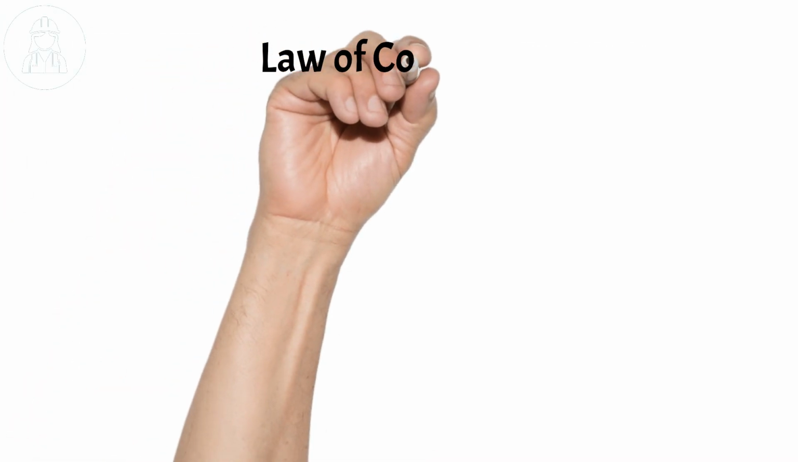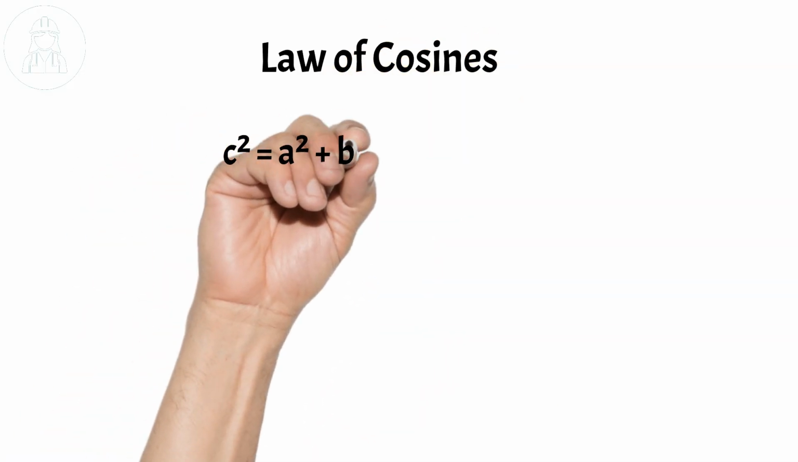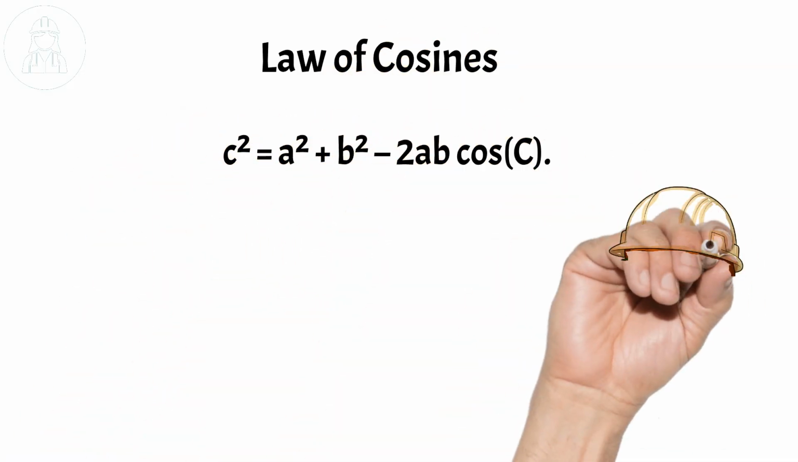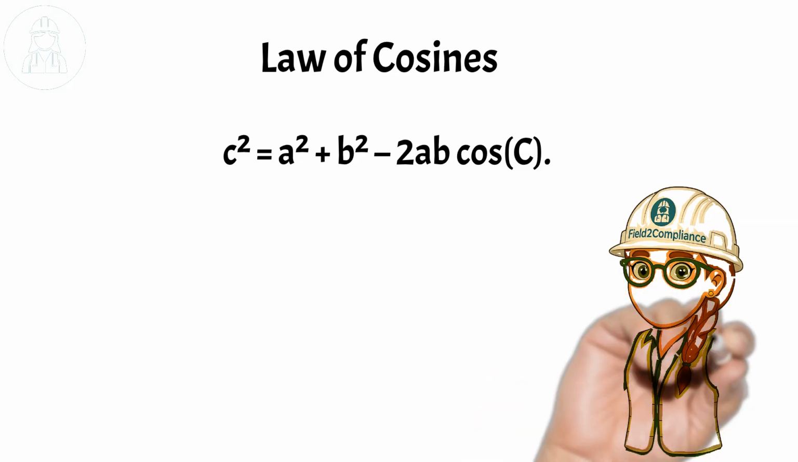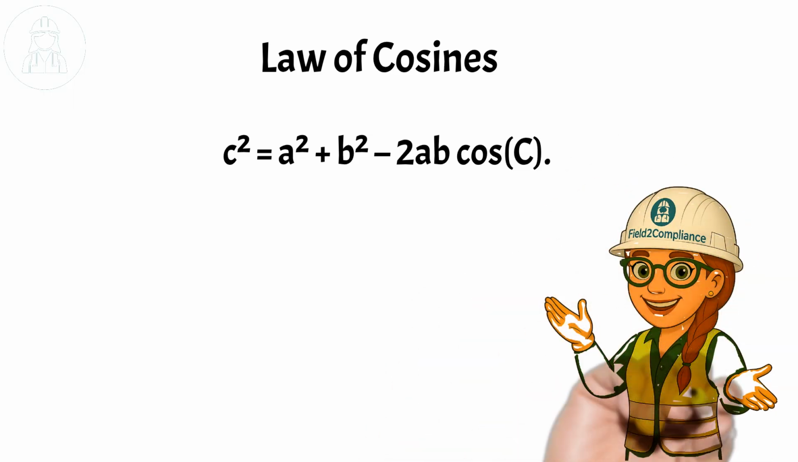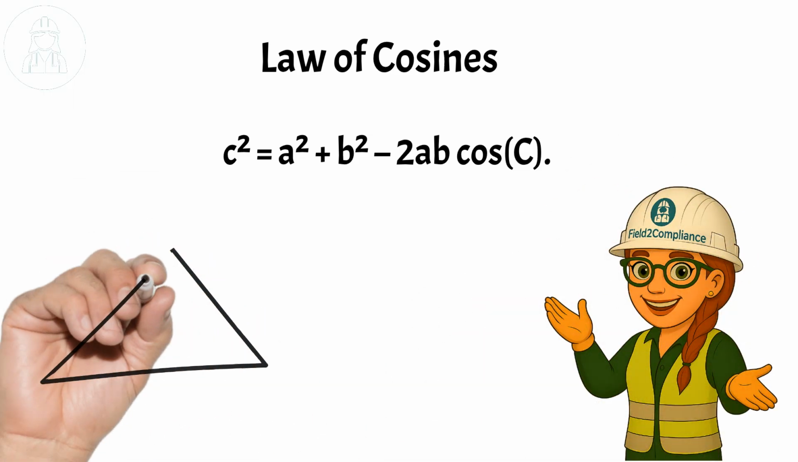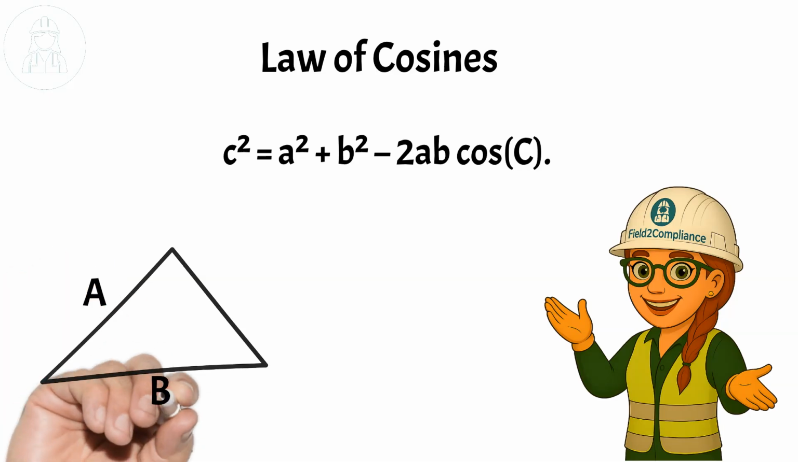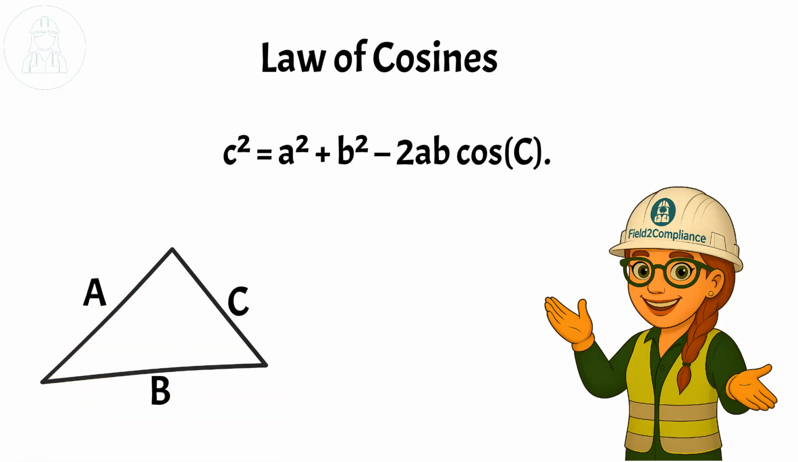Sometimes we don't know enough angles to use the law of sines, and that's when the law of cosines comes in. Think of it as the Pythagorean theorem for any triangle. The formula is c squared equals a squared plus b squared minus 2ab cosine C.